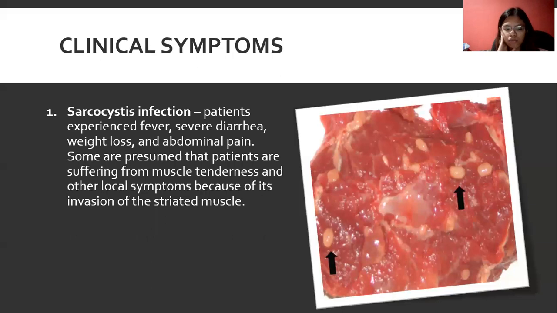Okay, clinical symptoms. Sarcocystis infection. So the patient will experience fever, severe diarrhea, weight loss, and abdominal pain. Some are presumed to be suffering from muscle tenderness and other local symptoms because of its invasion of the striated muscle. So example po natin sa picture is, yan, makikita niyo po yung Sarcocystis na naka-attach po sa muscle ng beef.